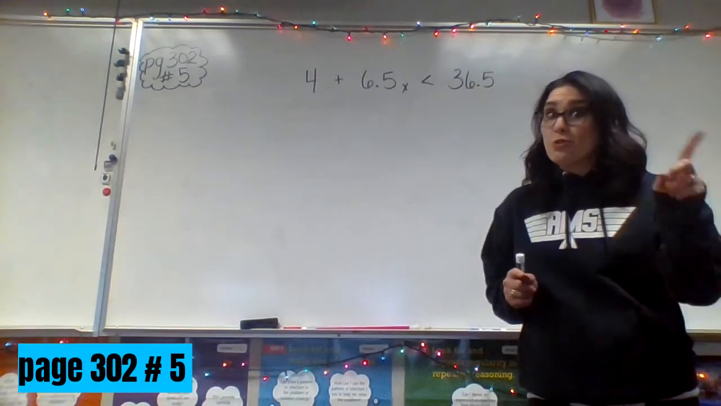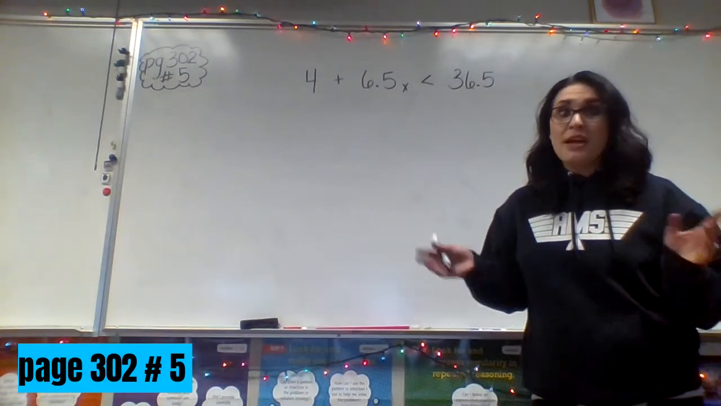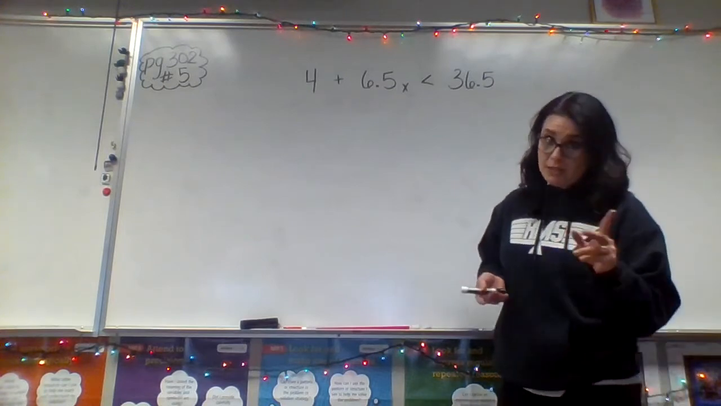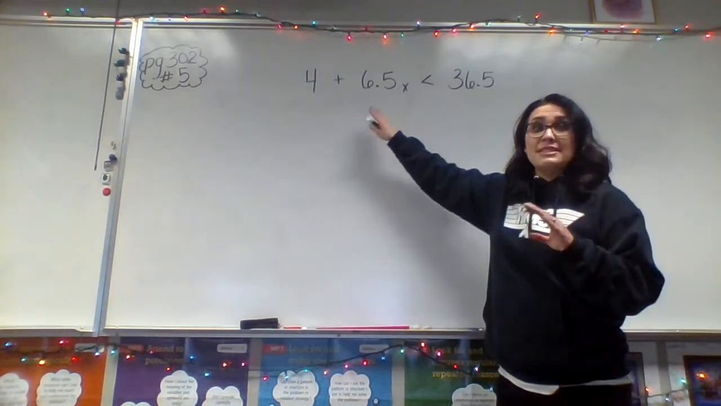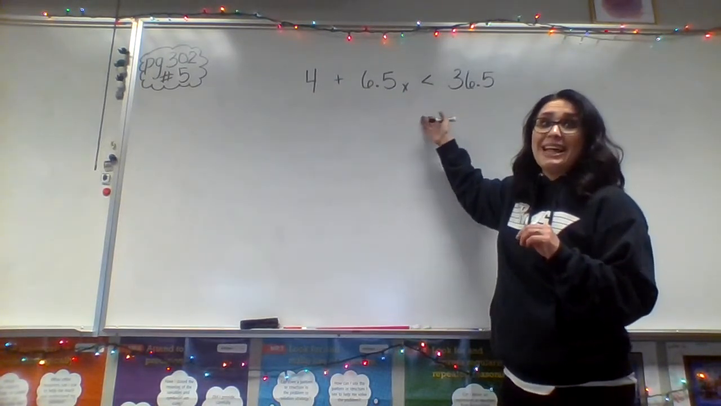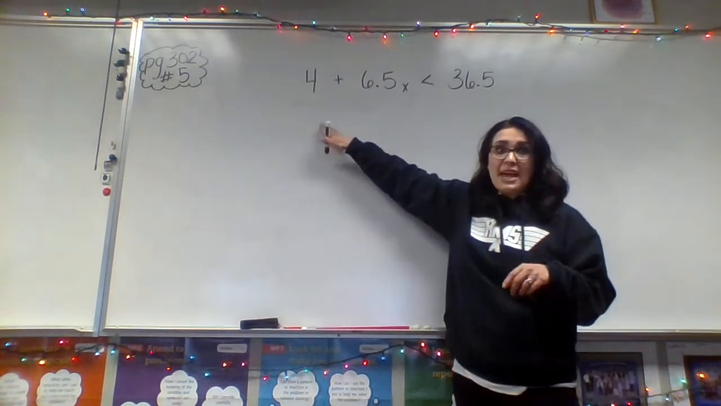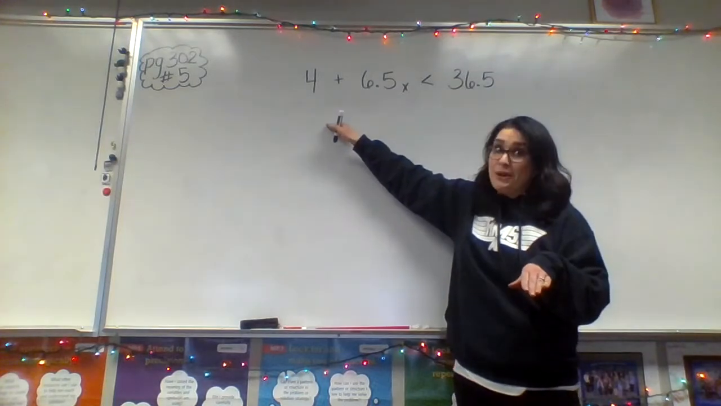All right, my friends, so there's one more problem that I want to look at together. It's number 5 on page 302. No story, just a problem that we're going to be solving. An inequality, my friends, that we will be solving, all right? So we have 4, that's our constant, plus 6.5x, that's our coefficient with our variable, needs to be less than 36.5, right? So again, first step, we're going to take our constant, which is adding 4, and we're going to undo it. So we're going to subtract 4.